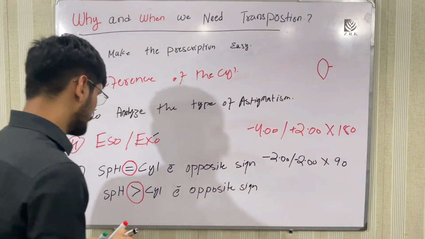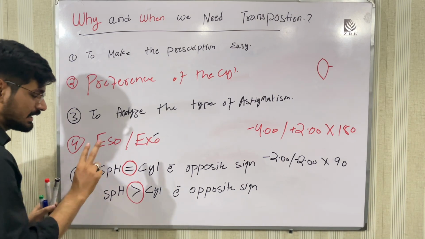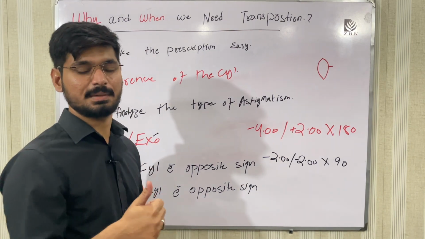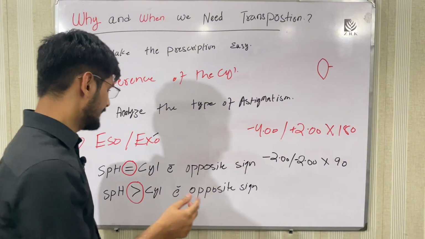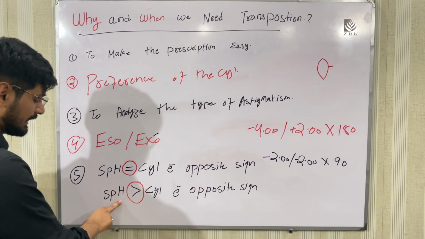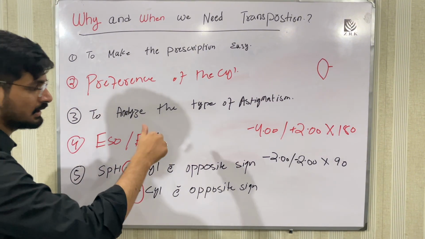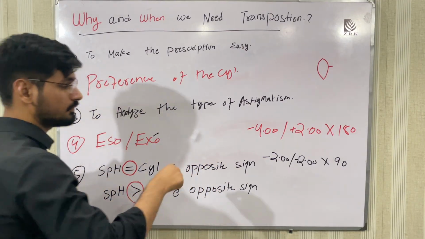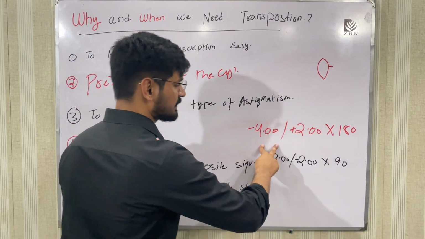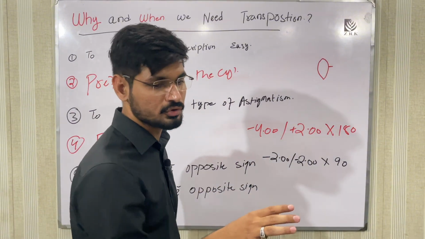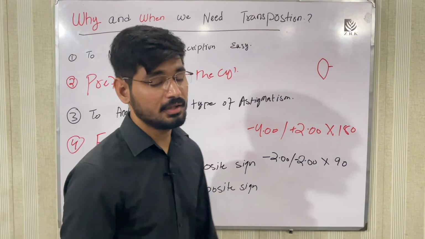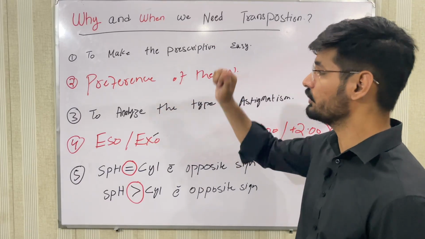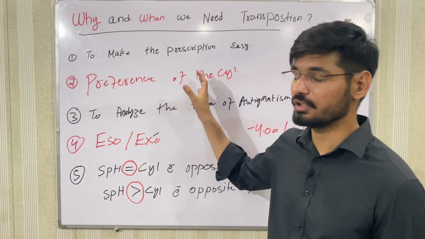So first we learned that if we have an equal amount of spherical and cylindrical number with opposite sign, then the prescription should be transposed. And the second part says that if we have a spherical number greater than the cylindrical number with opposite sign, then this prescription should also be transposed. I hope all the points are clear to you and now you are able to understand why and when we need transposition.